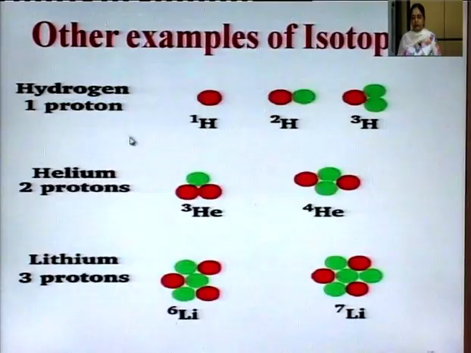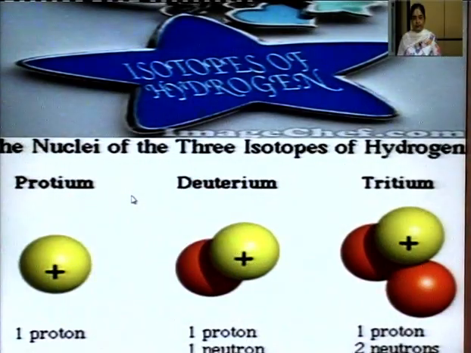Examples of isotopes: hydrogen, helium and lithium. Hydrogen has 3 isotopes. Helium has 2 isotopes. Lithium has 2 isotopes. Isotopes of hydrogen: first is protium, second is deuterium and third is tritium.